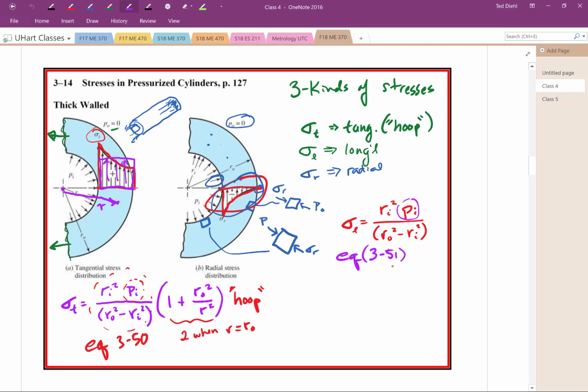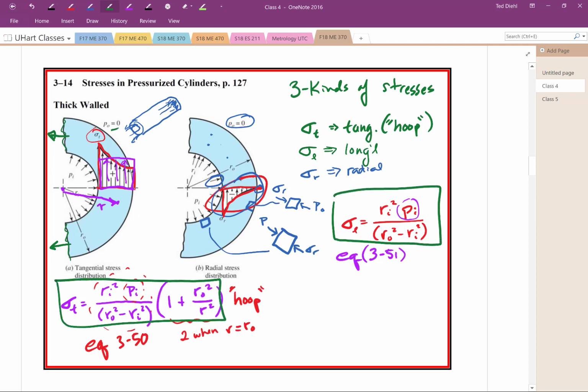And lastly, we have covered the longitudinal, we've covered the hoop, and now lastly, we will go with the radial. So the radial stress is going to be Ri squared divided by Ro squared minus Ri squared, times 1 minus Ro squared over, nope, not Ri, but just r squared.